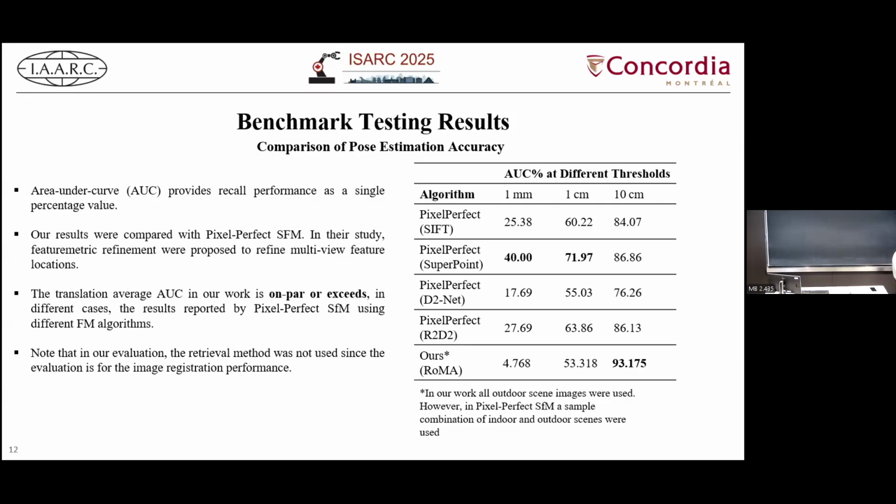If you see the 10 centimeters, ours is better. Of course, this is not the deep integration. We are using the commercial SFM model from commercial software and registering the images, so accuracy is not comparable with the deep integration of this model, but around 10 centimeter accuracy, our method covers relatively good accuracy.